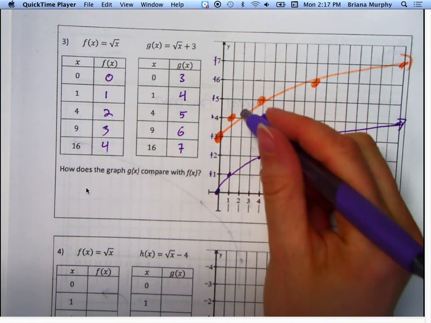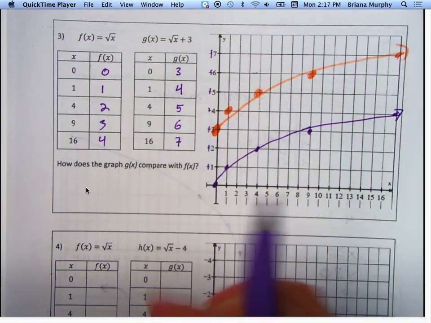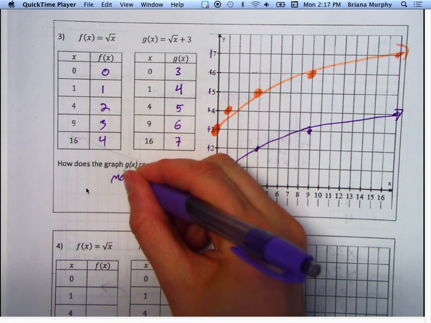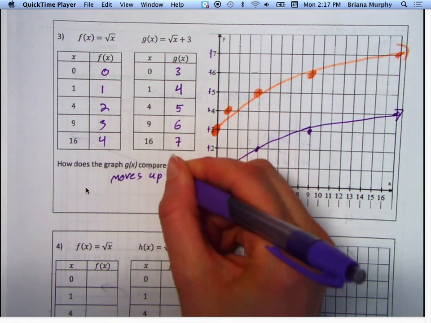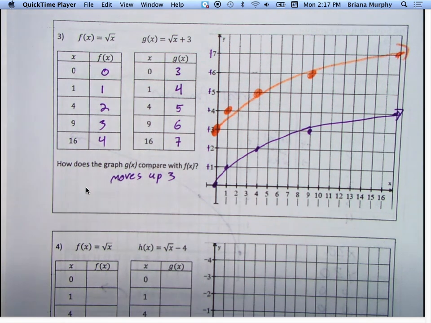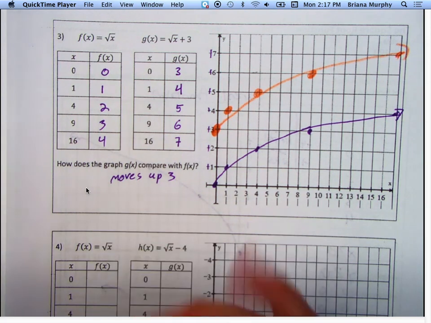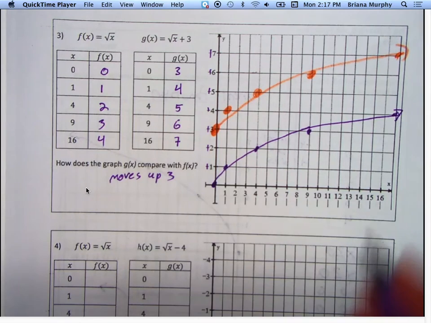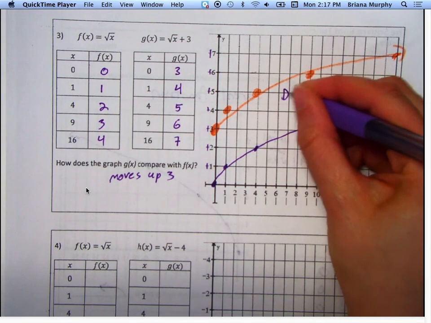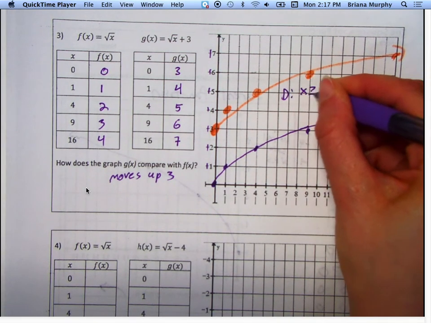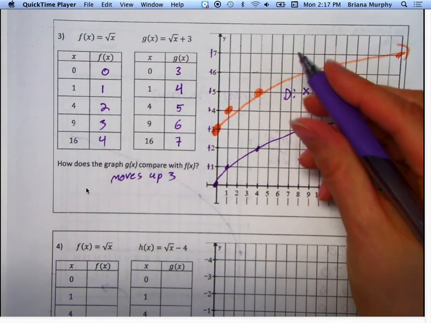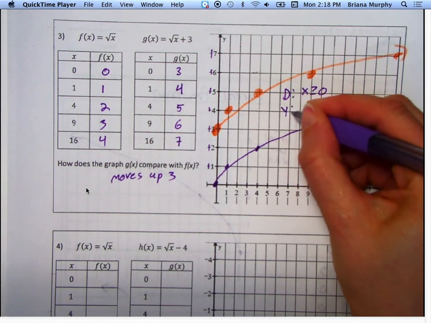It moves up the y-axis. So it moves up 3. Okay, let's check. Alexis keeps saying she thinks x is always going to be greater than or equal to 0. Is that still true? Is my domain for the orange one still x greater than or equal to 0? Yes, it still is. Now, what is my range?